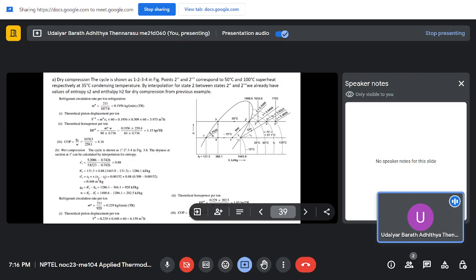Then we can also find out the specific volume. So specific volume will be 0.448 meter cube per kg. So similarly, specific cooling capacity and specific work are 920 kilojoule per kg and 202.5 kilojoule per kg. So refrigerant circulation rate is 211 by 920, which will come out to be 0.229 kg per minute per ton.